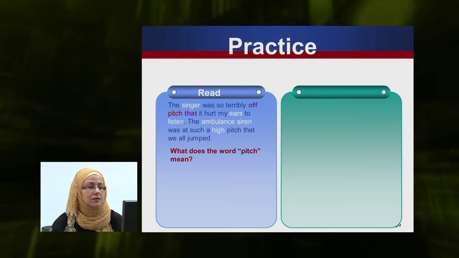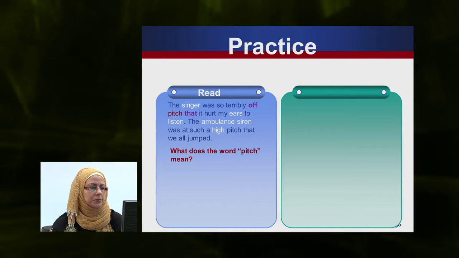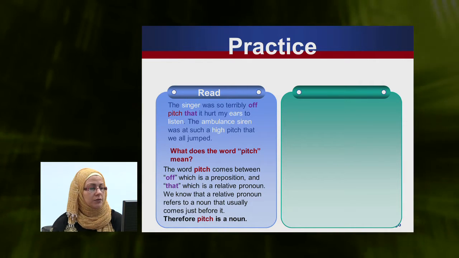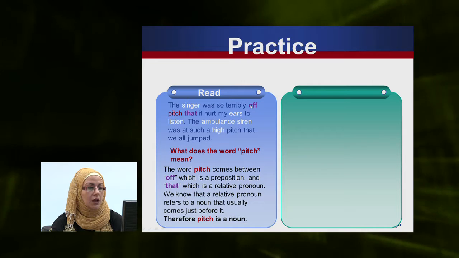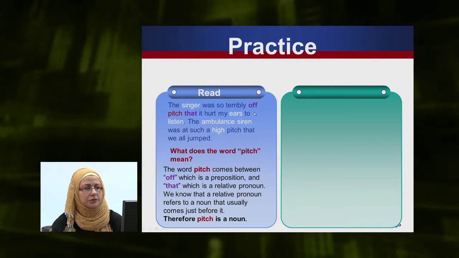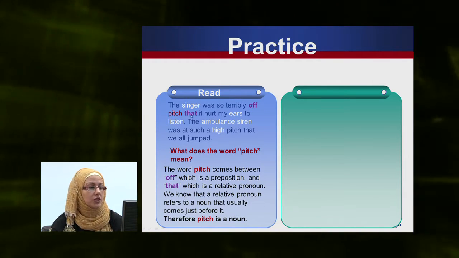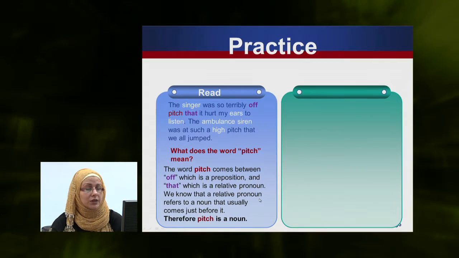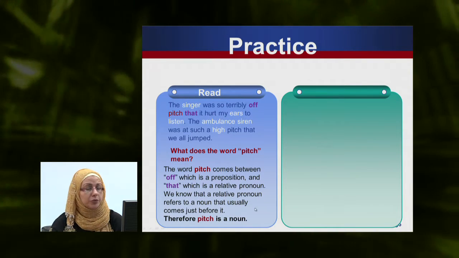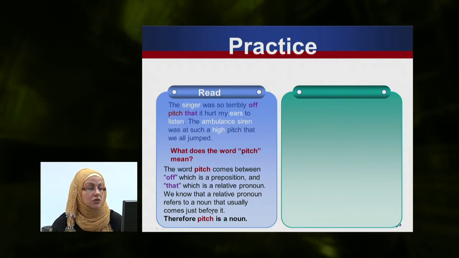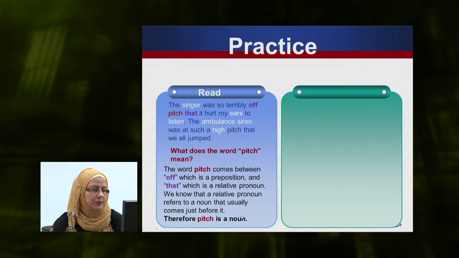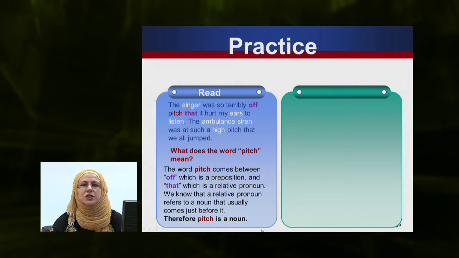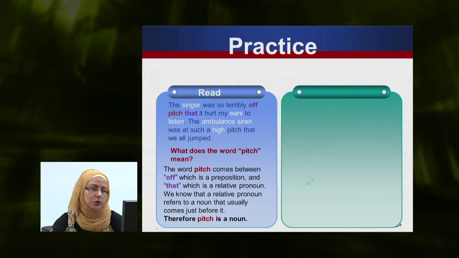The question says, what does the word pitch mean? The word pitch comes between of, which is a preposition, and that, which is a relative pronoun. This is very important to notice. We know that a relative pronoun refers to a noun that usually comes just before it. Therefore, pitch is a noun. That's the first achievement in trying to find out the meaning of that word.